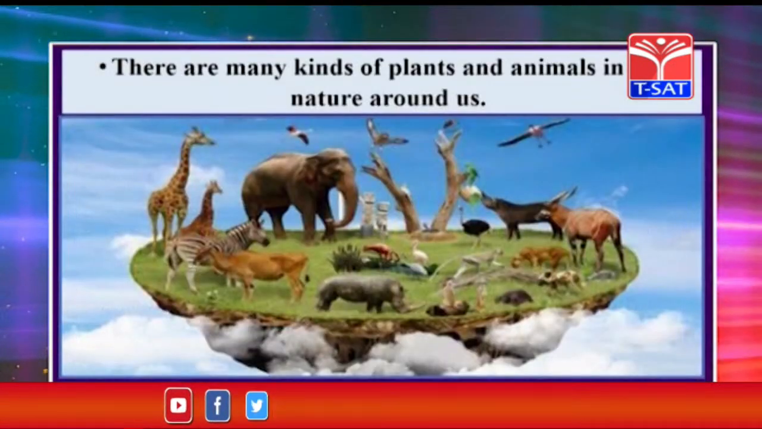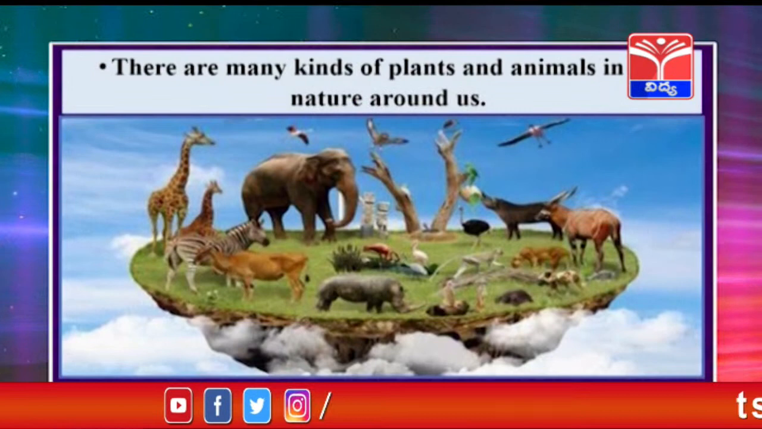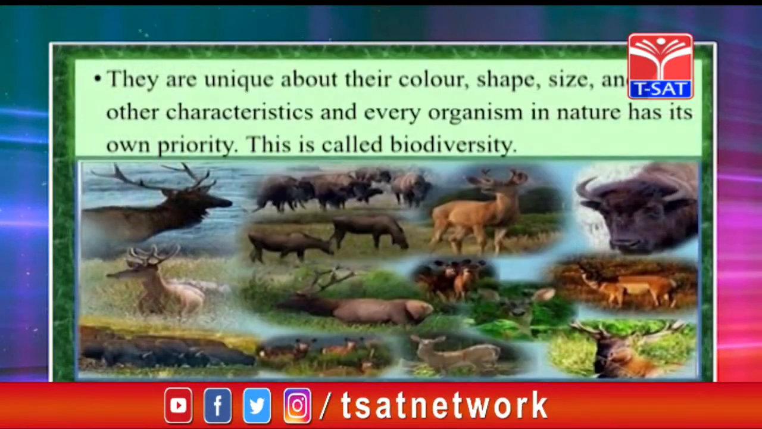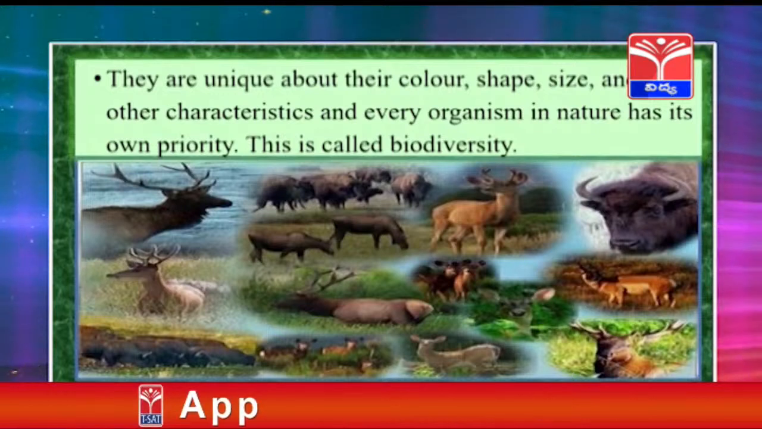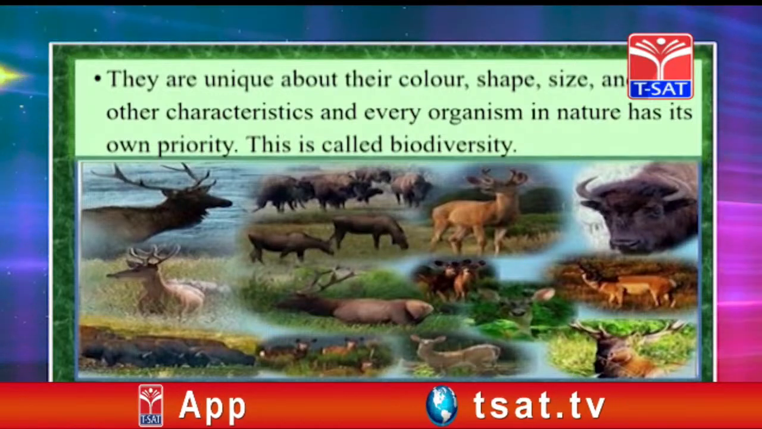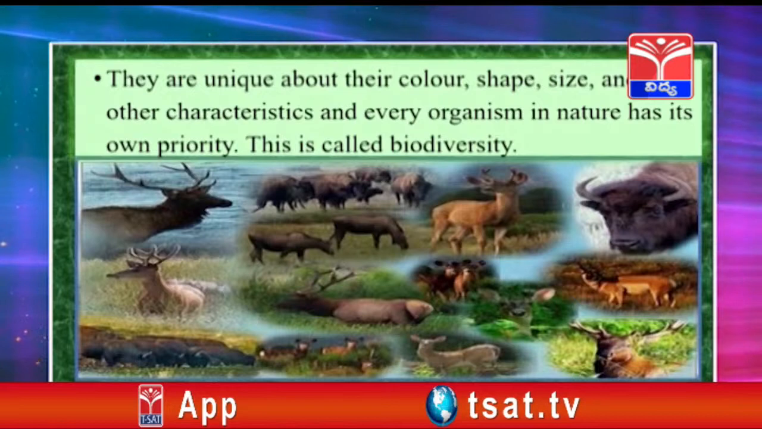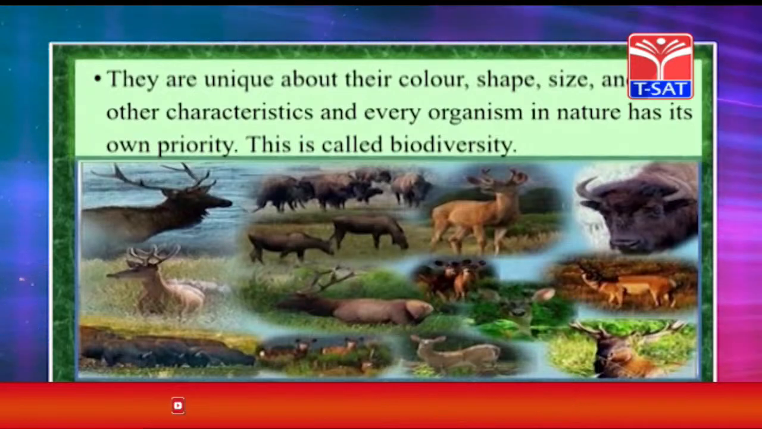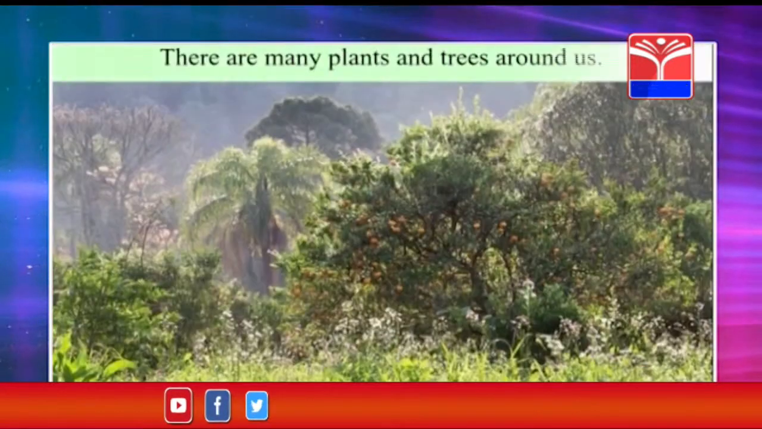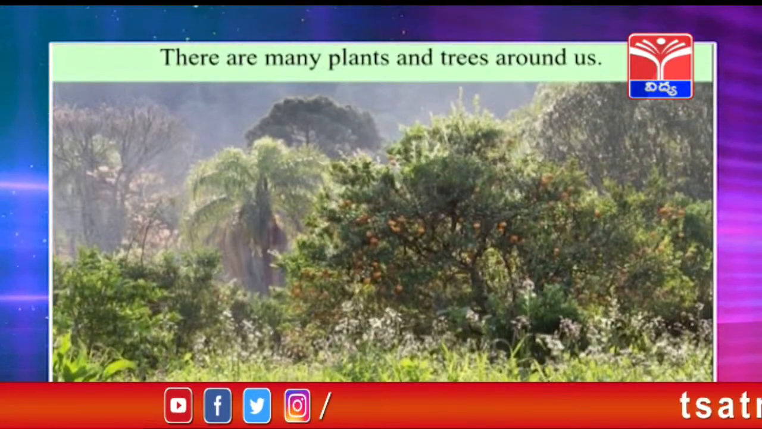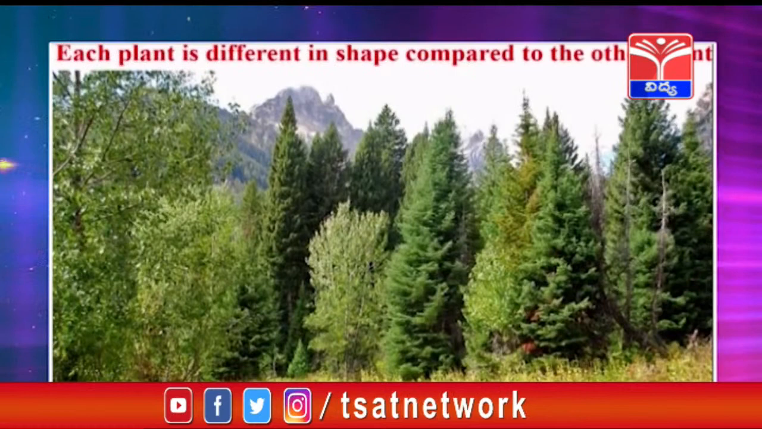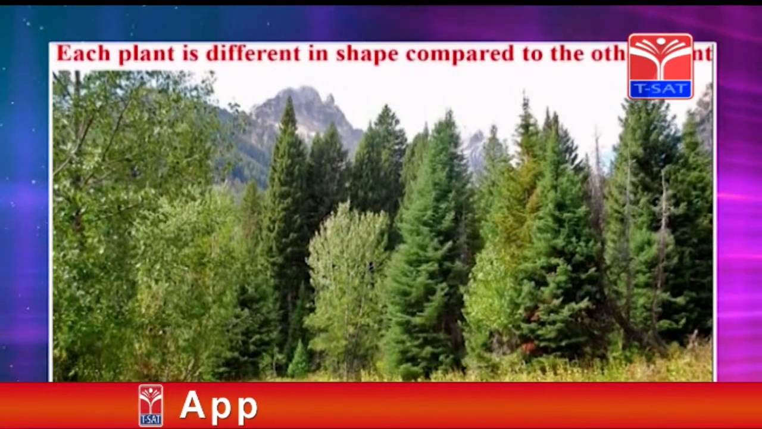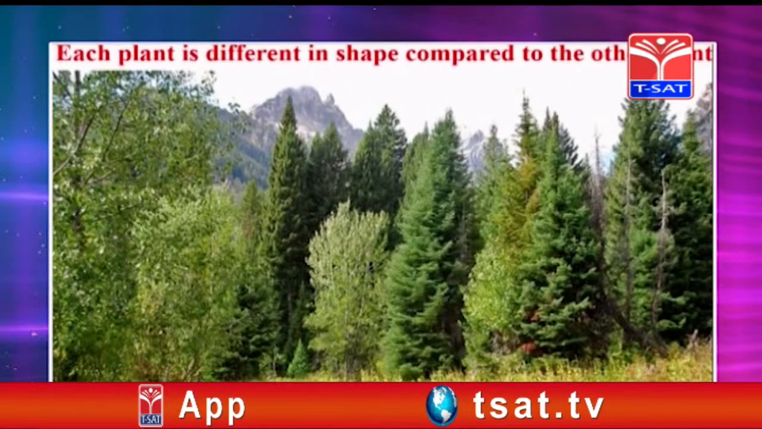There are many kinds of plants and animals in the nature around us. They are unique about their color, shape, size and other characteristics, and every organism in nature has its own priority. This is called biodiversity. There are many plants and trees around us. When we look at these plants, each plant is different in shape compared to other plant.